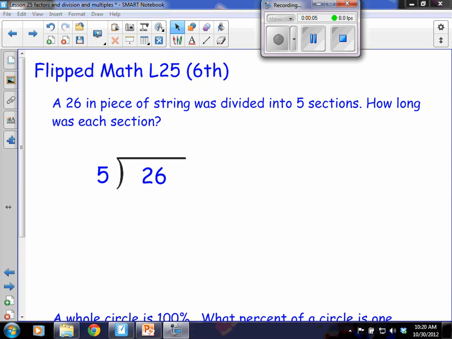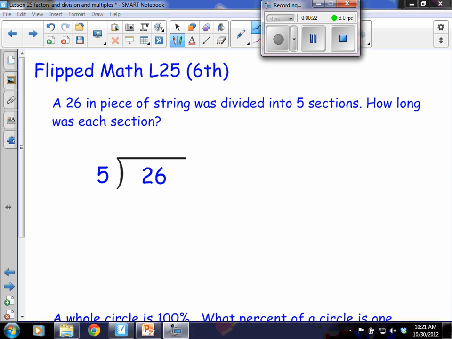Welcome to Flip Math Lesson 25 for the 6th grade. Today we're going to talk about dividing, and instead of having remainders for an answer, we're going to take those remainders and turn them into fractions, so our final answer will be a mixed number. That's the first concept we're going to look at today.